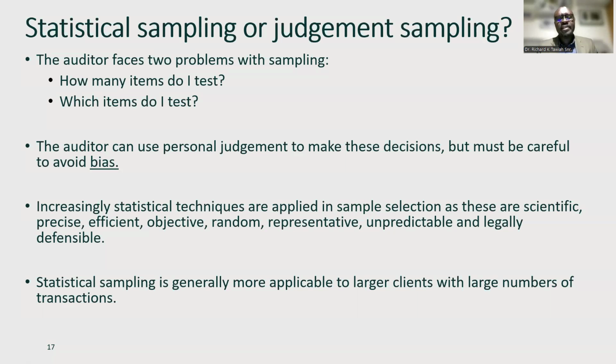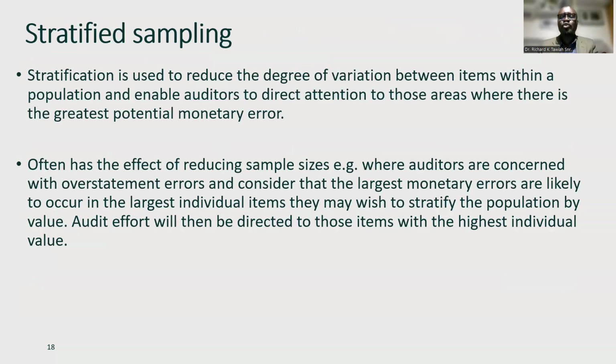So currently, increasingly, people use statistical techniques in sample selection because they are scientific, they are precise, they are efficient, we can justify them, they are objective, they are random, they are representative. The client cannot predict it easily, they are legally defensible, protective. Now, statistical sampling is generally more applicable to larger clients with a large number of transactions. Even smaller ones, you can use it.